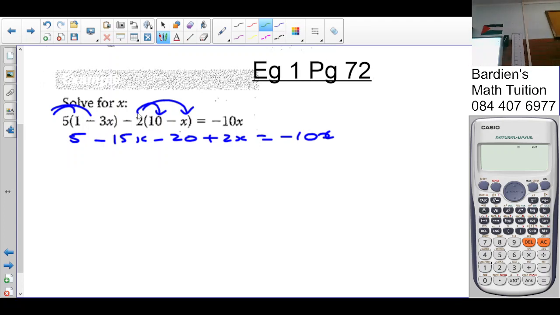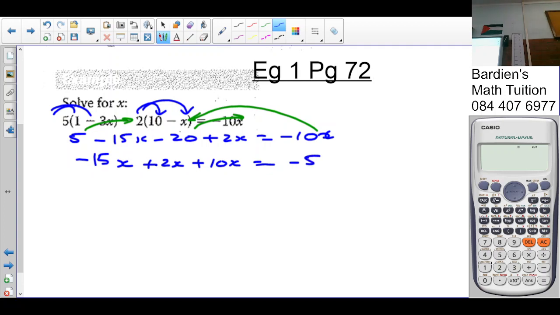So we're going to take 5 and negative 20, and we're going to bring negative 10x over. So that's going to give you negative 15x plus 2x plus 10x. Remember, when I bring a negative over the equal sign, it becomes positive. Then we take 5 over, it becomes negative 5, and minus 20 becomes plus 20. You all okay with that?